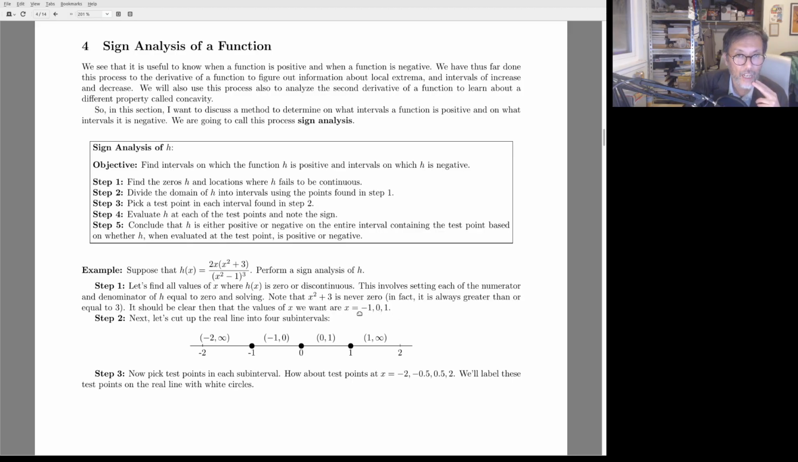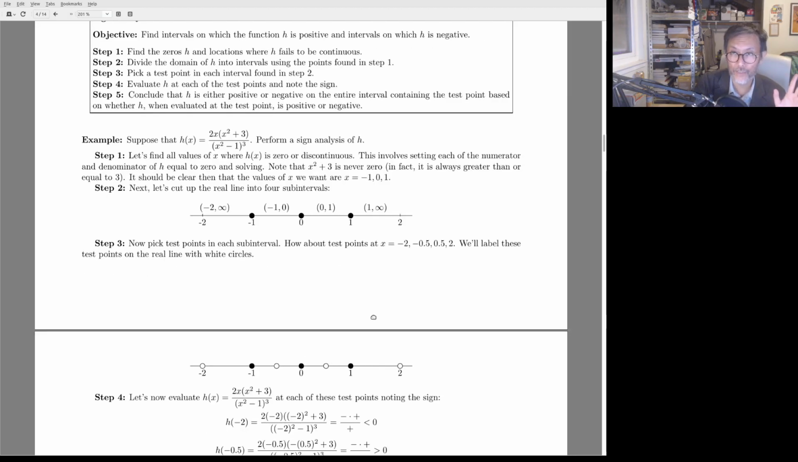You see where my mouse is? -1, 0, and 1. Hopefully you're writing this out for yourself, honestly, because when you write things out, it sticks in your brain better. Next, we're going to cut up the real number line. There's the real number line into subintervals, using as the cutting points the points that we found in the previous step. We found 3 points in the previous step: -1, 0, and 1. And you can see I've dotted those boldly with dark dots. This cuts up the real number line into 4 pieces. 1, 2, 3, 4.